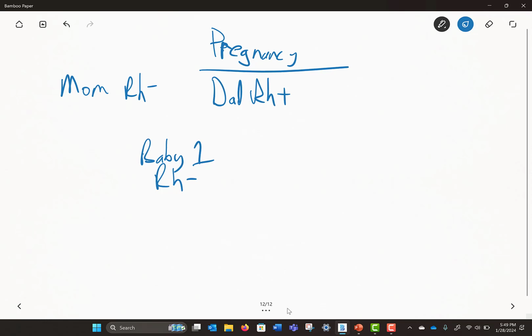Mom carries the baby, goes full term, gives birth, and it's just fine. Because baby does not have Rh antigen. Let's say baby number 2, well, he gets a little bit more from dad. He is Rh positive.